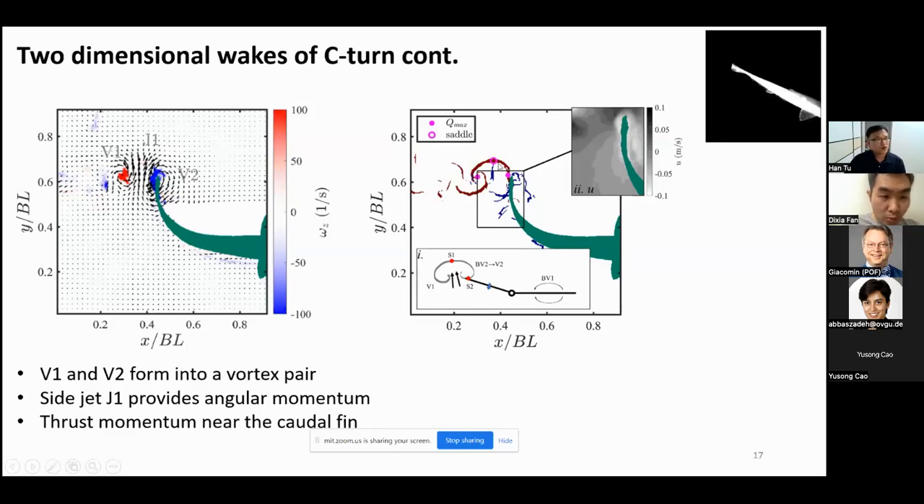The saddle S1 moves here, so it travels further downstream along the FTLE ridge. V1 is fully shed from the caudal fin, but V2 is still attached to the fin, and it grows in magnitude. We also give an inset figure here to show the U component distribution near the fin tip. The white contours represent the negative U component, which means there is a weak thrust effect pointing from the right to the left, even though the fish is doing a left turn.